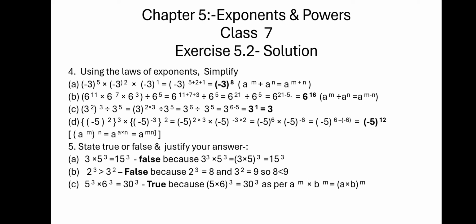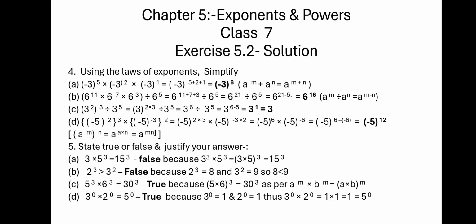5^3 into 6^3 equal to 30^3, true, because (5 into 6) raised to the power of 3, that is 30^3, as per the law a^m into b^m equal to (a into b) raised to the power of m. 3^0 into 2^0 equal to 5^0, true, because 3^0 is 1, 2^0 is 1, and 1 into 1 is 1, and therefore 1 will be nothing but 5^0.